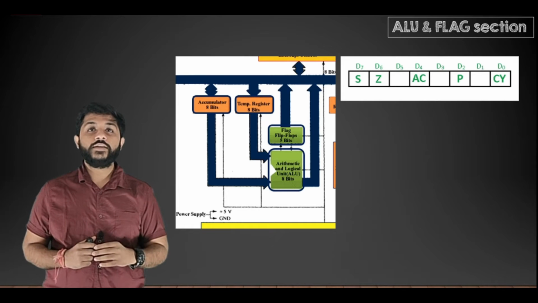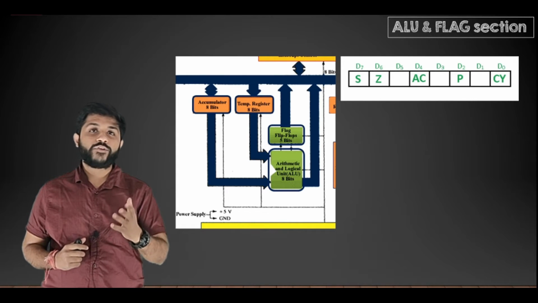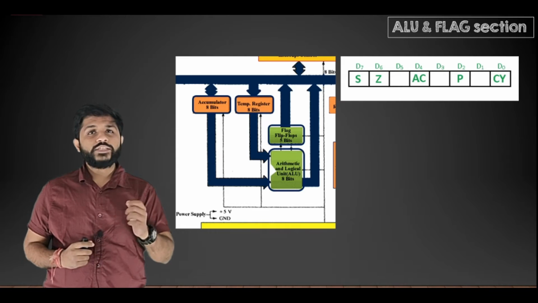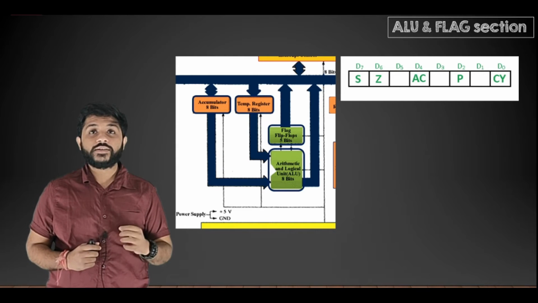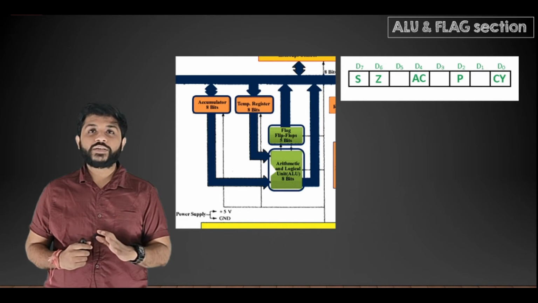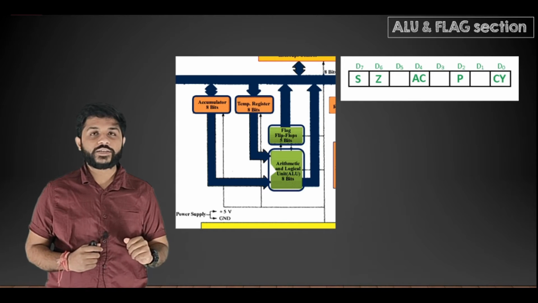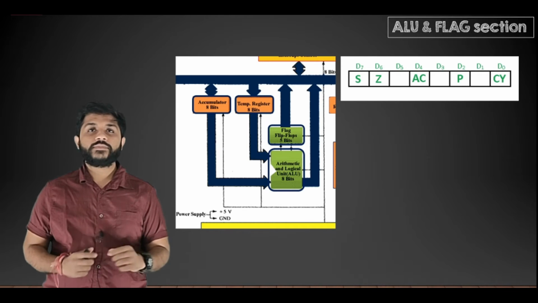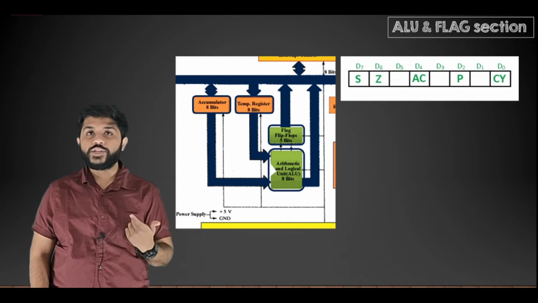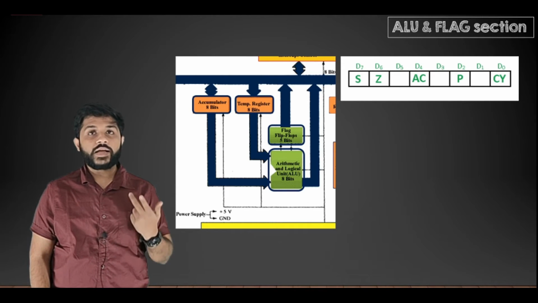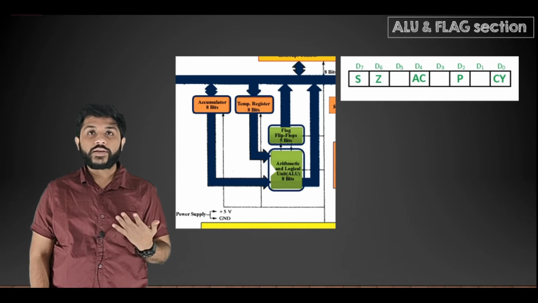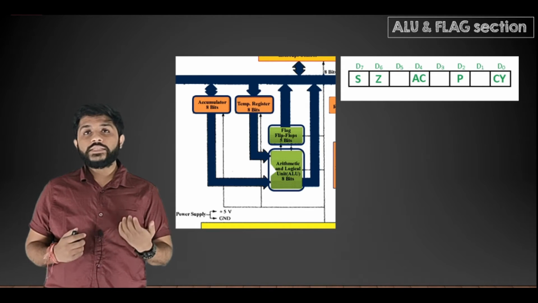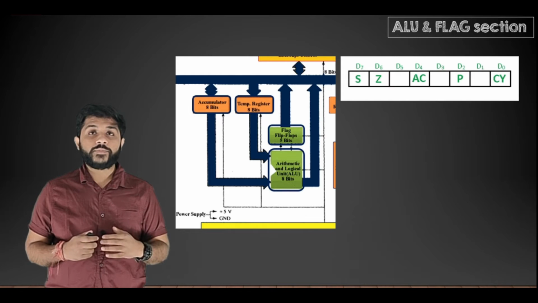As you can see, this is the pattern of the flag register. The size of the flag register is 8-bit, but the total 8 flags are not present, only 5 flags are present. Which are these flags? There is a sign flag, then there is a zero flag, auxiliary carry flag, parity flag, and the carry flag. Now let's see when these flags will be affected.